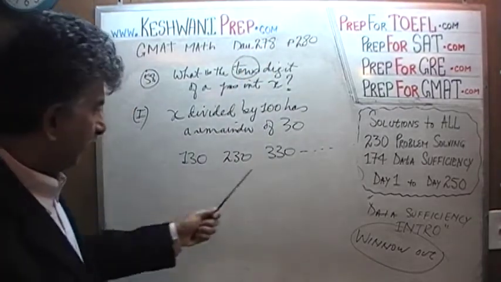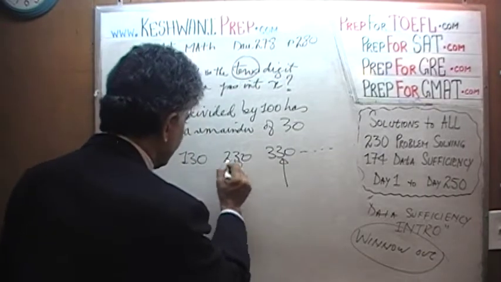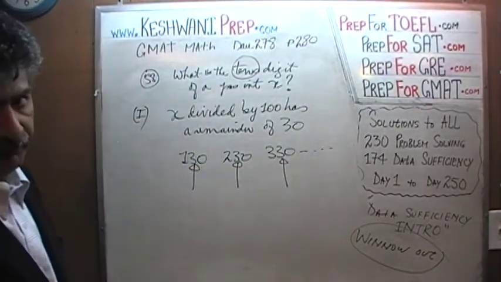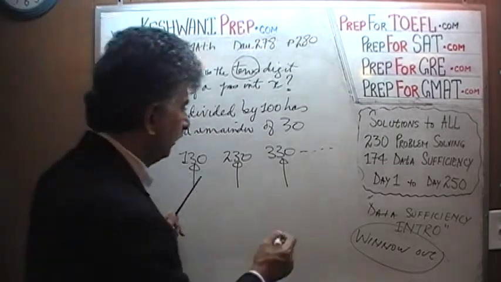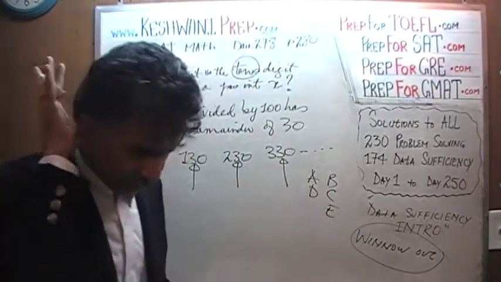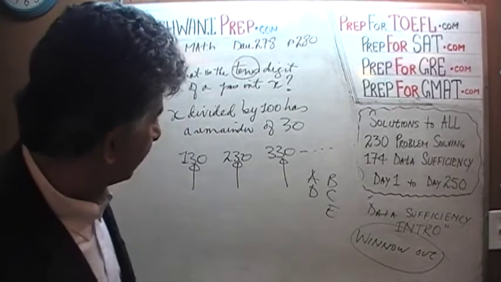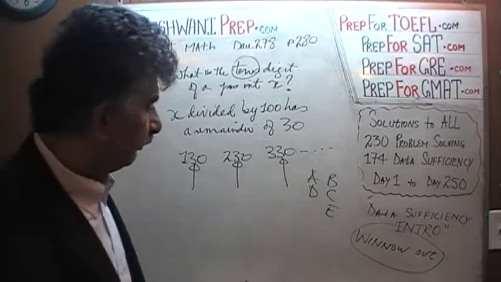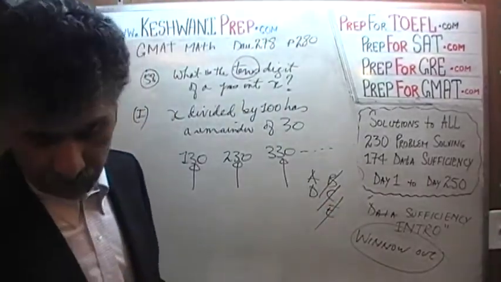Well, it turns out that it doesn't matter what the value of x is. The 10th digit always turns out to be 3. So the first statement by itself does the job quite nicely, quite beautifully. A, D, B, C, E. And because we just found out that the first statement does the job nicely, we know now the answer cannot be B, C, or E. It will have to be either A or D.